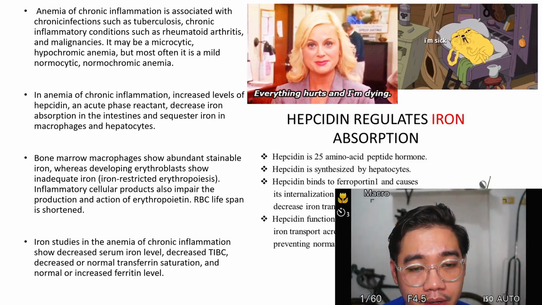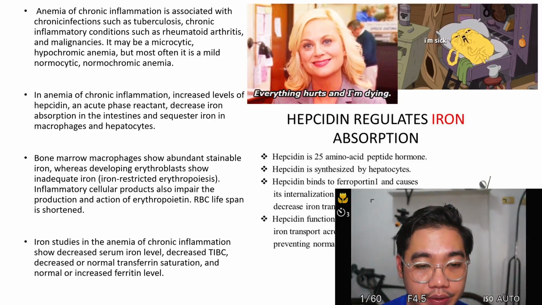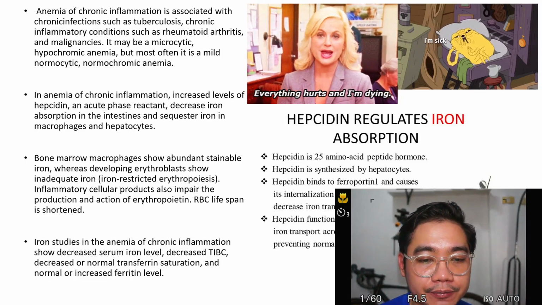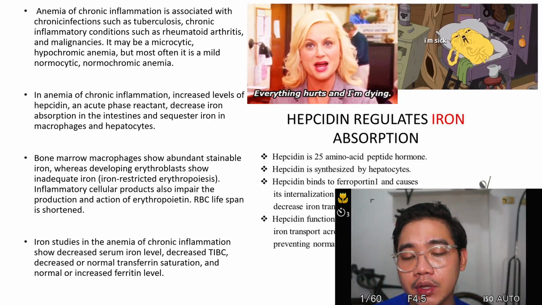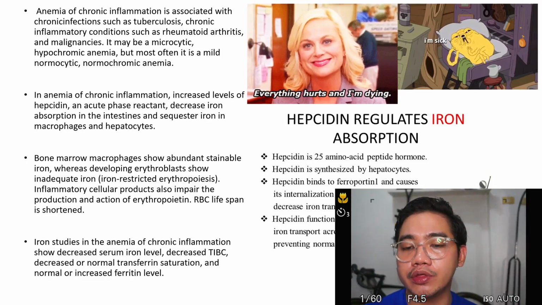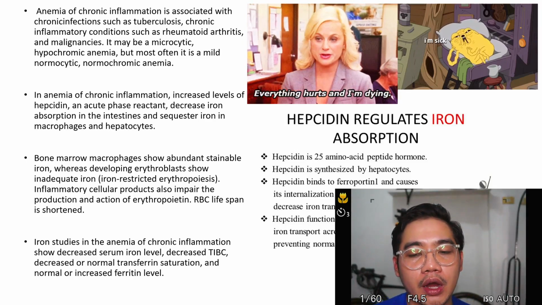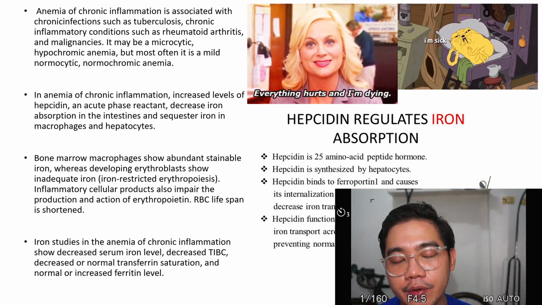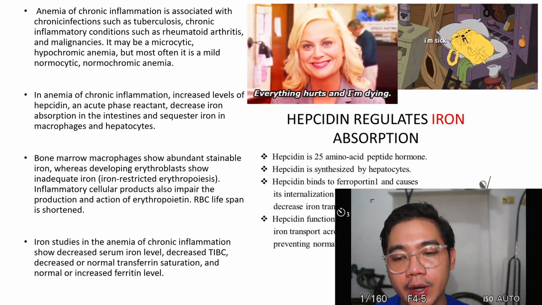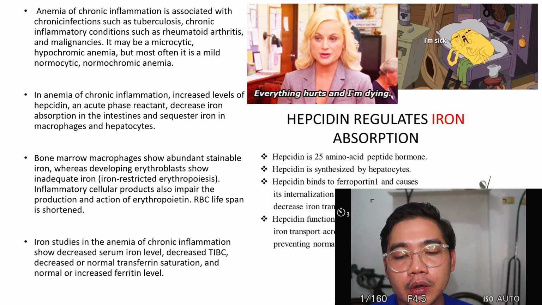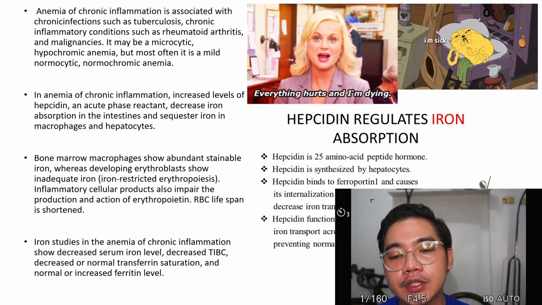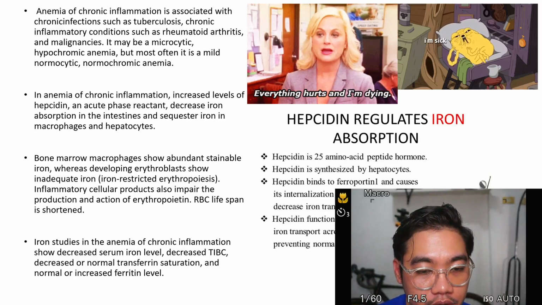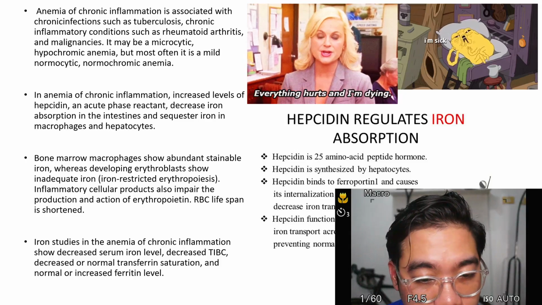So, bone marrow macrophages show abundant stainable iron, whereas developing erythroblasts, no, show inadequate iron. So, in the bone marrow, these macrophages, they are what we call the nurse cells, no? They are the ones that nurse the developing erythroblasts. They are the ones that give these erythroblasts their iron, no, to produce their hemoglobin. Kung naay hepcidin magdinalo ng macrophage, di na siya maghatag og iron sa imuhang RBCs, no? So we have iron restricted erythropoiesis, no?